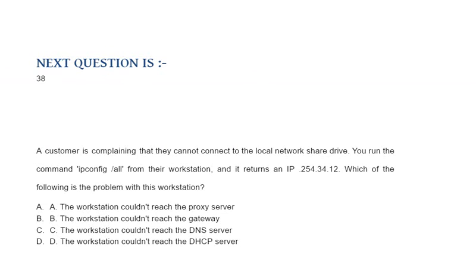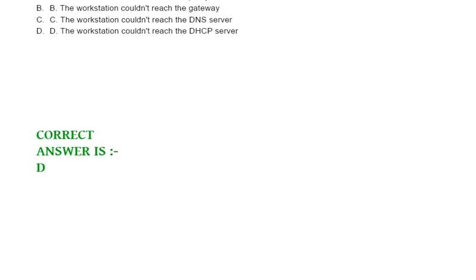Next question is, a customer is complaining that they cannot connect to the local network shared drive. You run the command ipconfig /all from their workstation and it returns an IP address of this. Which of the following is the problem with this workstation? Option A. The workstation couldn't reach the proxy server. Option B. The workstation couldn't reach the gateway. Option C. The workstation couldn't reach the DNS server. Option D. The workstation couldn't reach the DHCP server. Correct answer is option D.